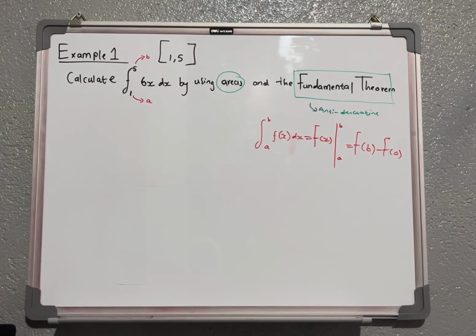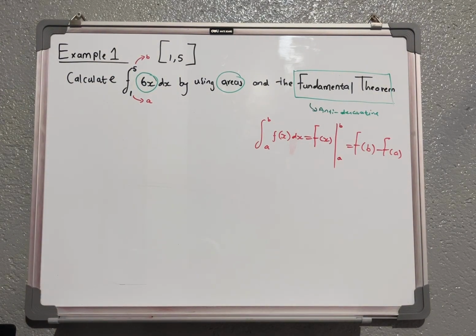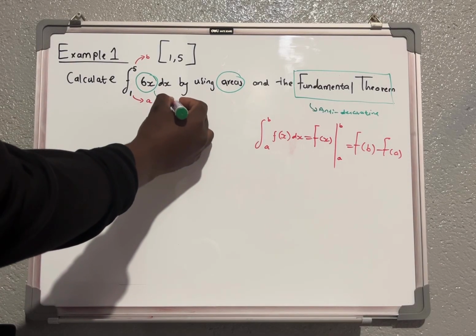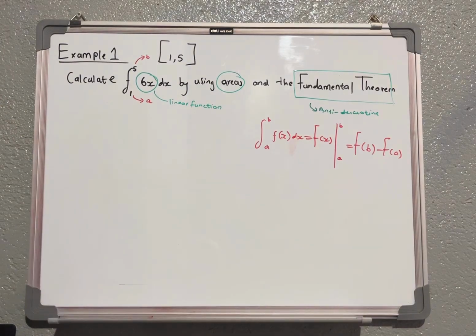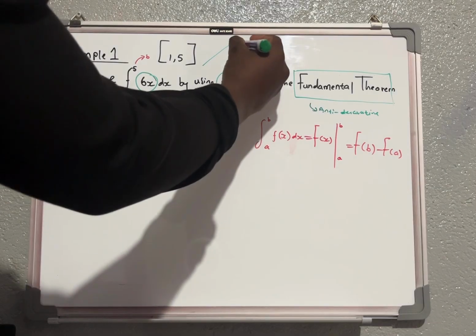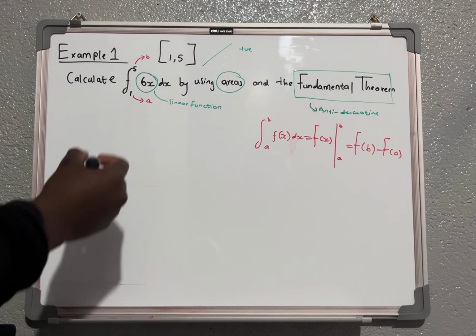Then the second thing you check is the type of function you are given. You have your 6x here. What's 6x? This is a linear function. And what type of linear function is it? It's a positive linear function. It means it's going to have a slope that is going up since it's positive. We're going to use all that information to be able to draw our Cartesian plane.